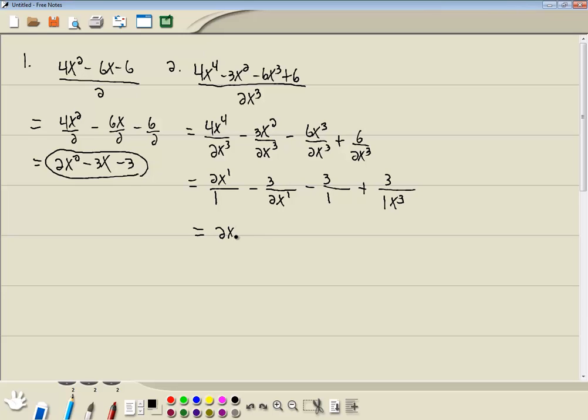So that gives us 2x minus 3 over 2x minus 3 plus 3 over x to the third. Now we don't worry about trying to write in standard form because this isn't a polynomial, so there's no standard form on this. So if you're wondering, should I rearrange this up to begin with? You could if you wanted to, but it didn't matter because, like I say, this is not a polynomial.